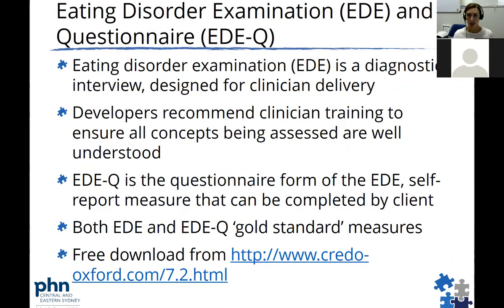The Eating Disorder Examination, or the EDE, is a diagnostic interview, and this has been modified to reflect current DSM-5 diagnoses. The EDEQ is a questionnaire form of the EDE, and both are considered to be gold standard measures of eating disorder psychopathology. As an interview, the EDE is designed to be administered by a clinician, and the developers recommend clinician training to ensure all concepts being assessed are well understood. But the EDEQ is a self-report measure which can be completed individually or with the help of a clinician. Both instruments can be downloaded for free at the website I've put on screen.